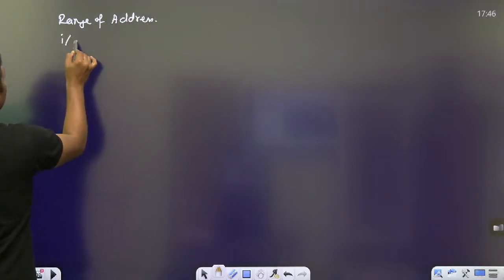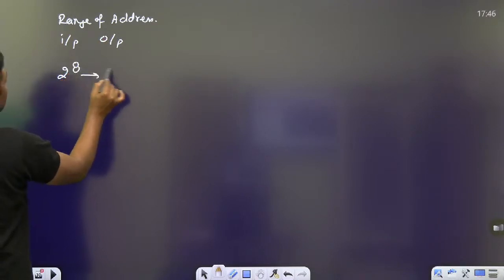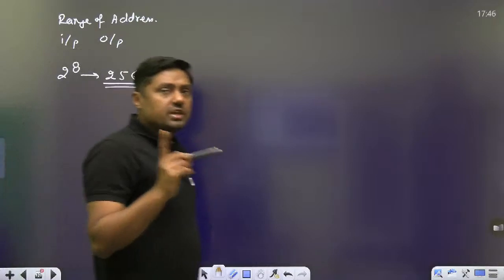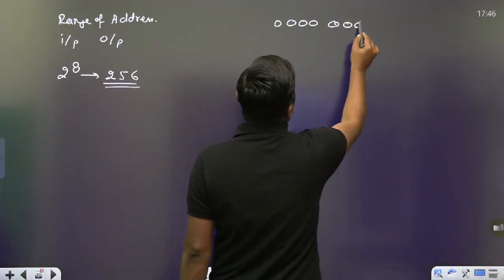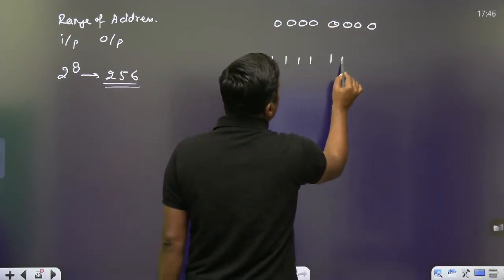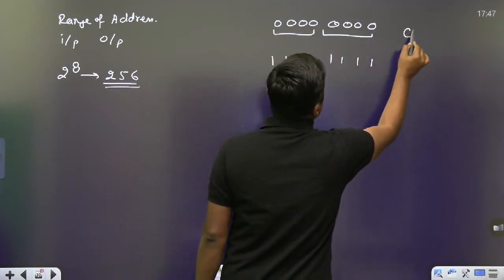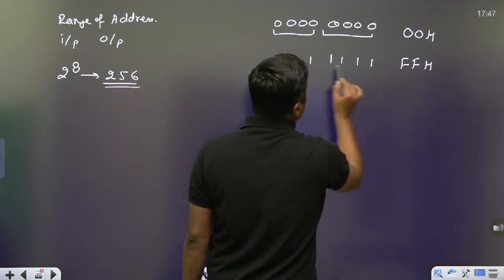For input and output devices, we have 8 lines, therefore 2 to the power 8 means 256 total combinations. The first combination is all 0, 8 bits all 0, and the last combination is all 1. Make the pairs of 4. So this is 00H, which is called hexa, and this is FFH.